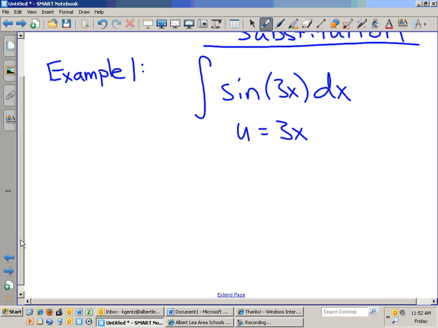Now, I want to replace everything up here with something with u. So you see a 3x. I also need to get rid of this dx. We're going to skip a whole lot of theory here and jump to the quick points. But if you look at this problem up here, what does delta x represent? The width. What does dx represent up there? The width.